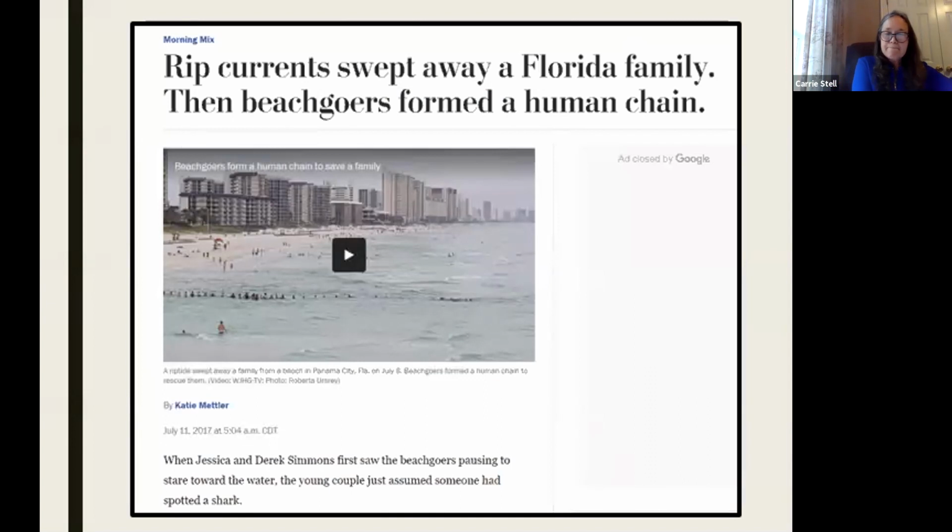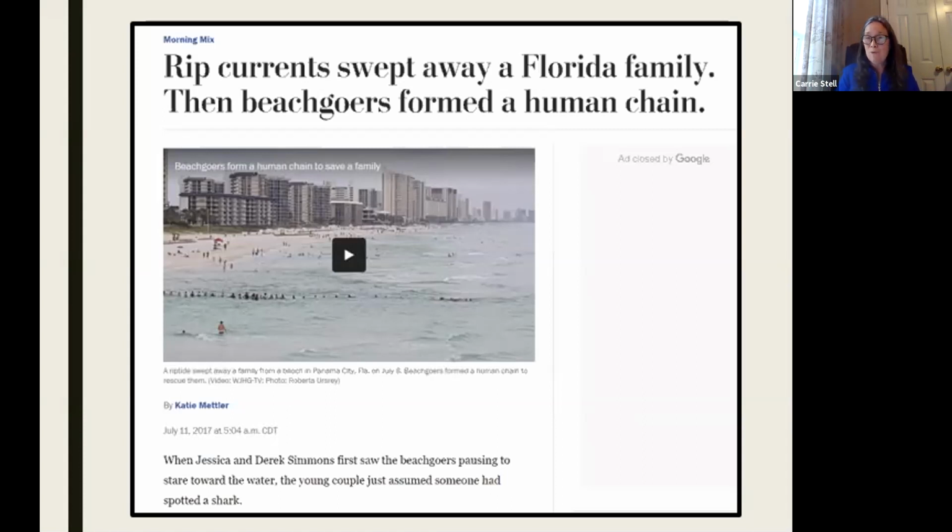So there were 10 swimmers in the water, and one was as old as 67 and one was as young as 8, and they were swept away by a riptide. And they were rescued by more than 80 people who formed a human chain.